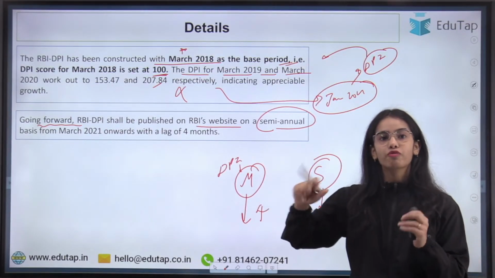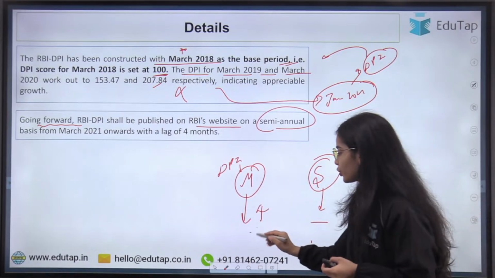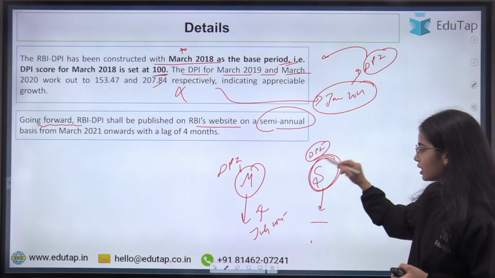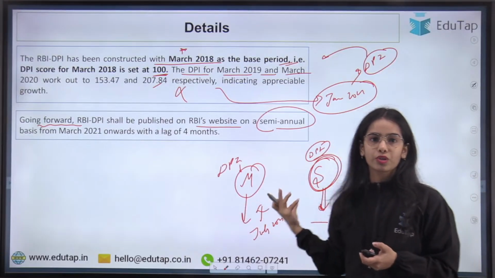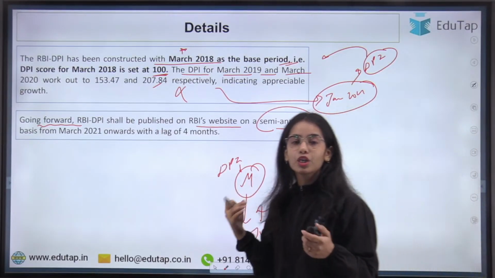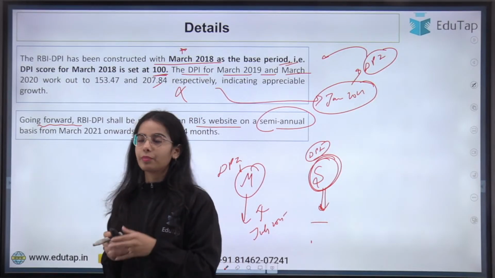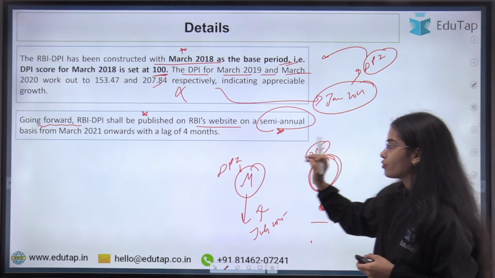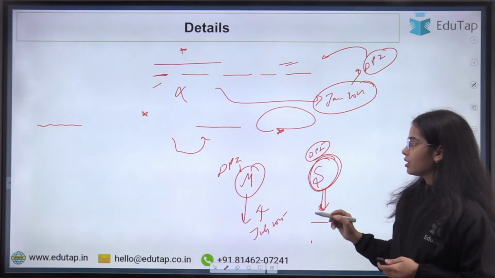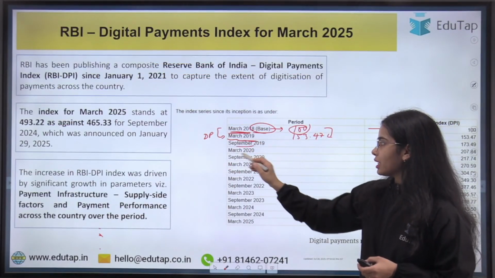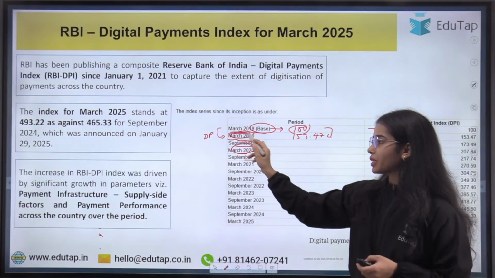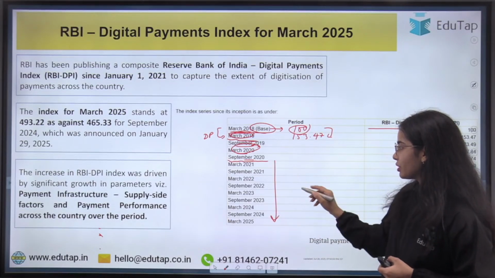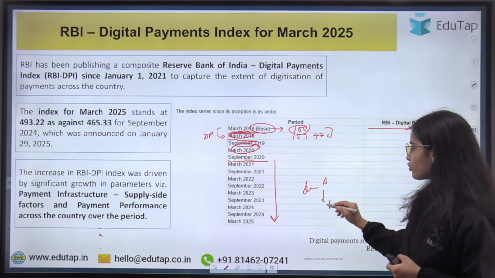That's why the digital payment index of March 2025 was released in July 2025, and for September also, the digital payment index will be released with a lag of 4 months. So usually it is released in January. Okay, so this is the basic idea, that RBI DPI shall be published on RBI's website on a semi-annual basis from March 2021 onwards with a lag of 4 months. Okay, and the data for March 2019 and March 2020 was released in January itself, and from March 2021 there was regular data released on a semi-annual basis with a lag of 4 months.